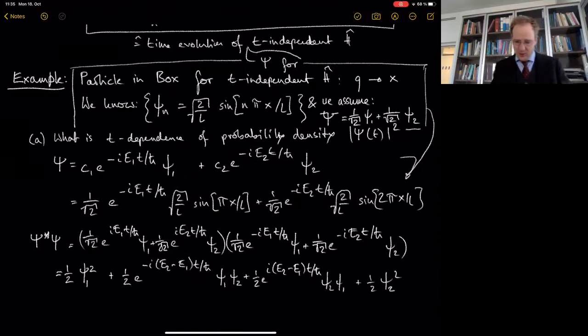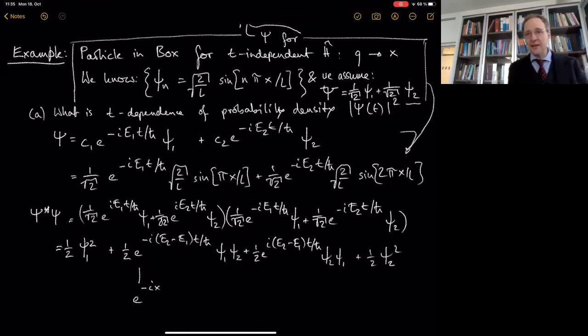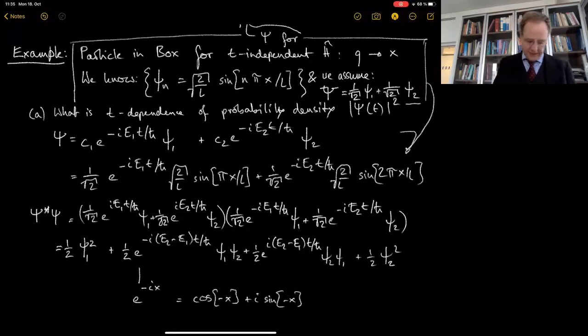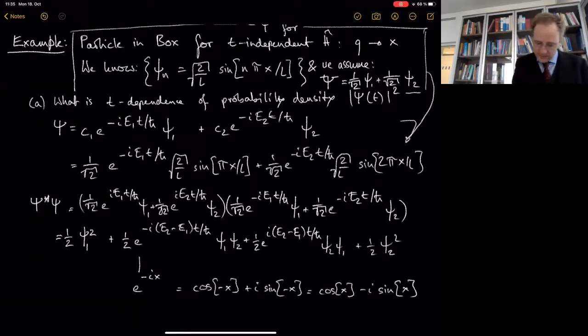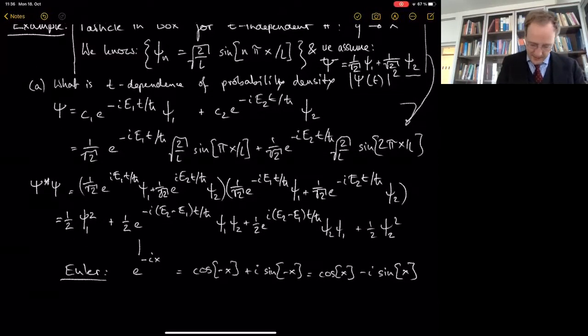Now, when you look at this, you have an exponential function here, e to the minus ix. These are the Euler expressions for exponential functions. So this is nothing else than cosine of minus x plus i sine of minus x, and that is actually the same as cosine x minus i sine of x. So this is from Euler. Also simple cosine rules.